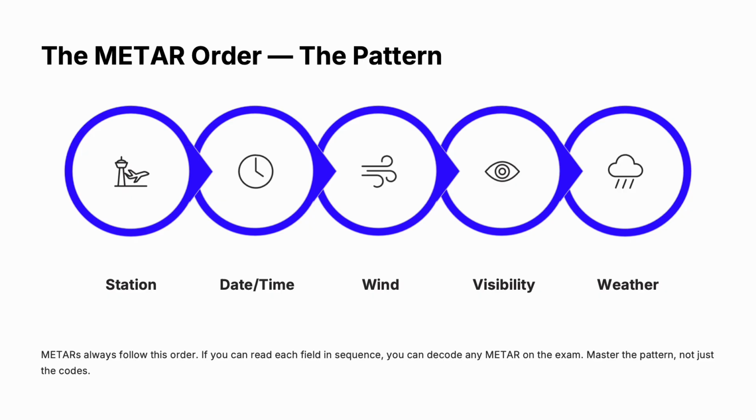Here's the single most useful thing you can learn about METARs. They always follow the same order: station, then date and time, then wind, then visibility, then weather. If you can read each field in that sequence, you can decode any METAR the exam throws at you, even one you've never seen before. So here's my advice: don't just memorize a handful of example codes, master the pattern itself. Once the order is automatic, you're not decoding from scratch every time, you're just filling in known slots.